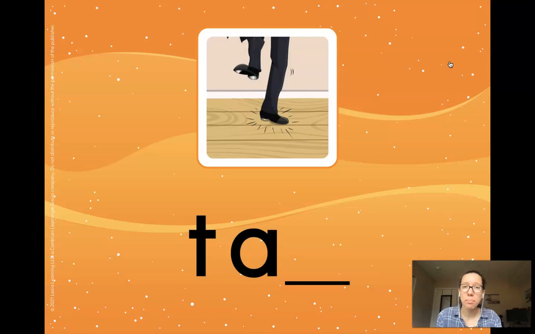This person is tapping their feet, so we're going to make the word tap. They've already given us T and A. T-ap. Go ahead and hold up the card or tell me the letter you would use to finish the word tap.